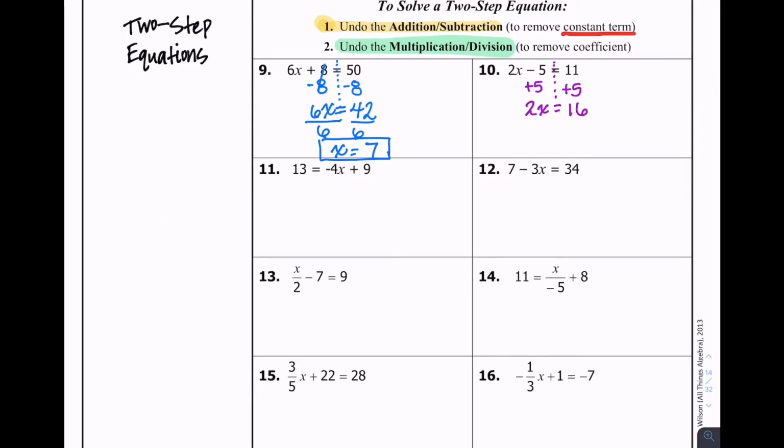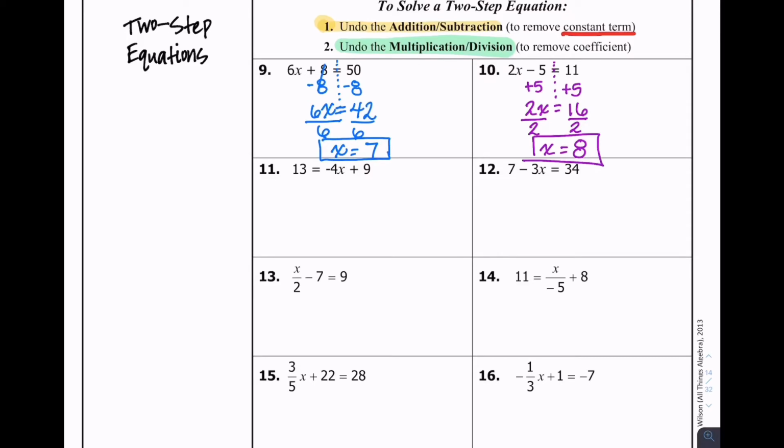Now what I'm looking at is undoing multiplication or division. Well, I look for my variable. What's with my variable right now is multiplication. So to undo multiplication, I'm going to divide. I'm dividing by 2. Why am I dividing by 2? That's because that's what's being multiplied. So again, take a minute. This is a fraction, but a fraction bar means to divide. So I'm really dividing 16 by 2, and that gives me 8. Okay? So now that I've done those two, I want you to pause the video and try number 11 on your own.